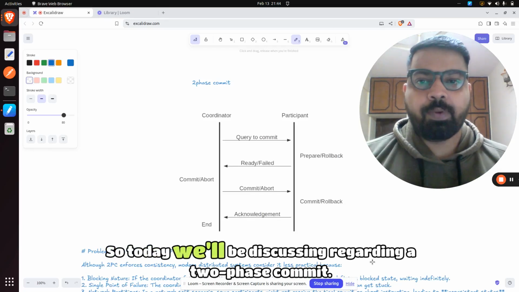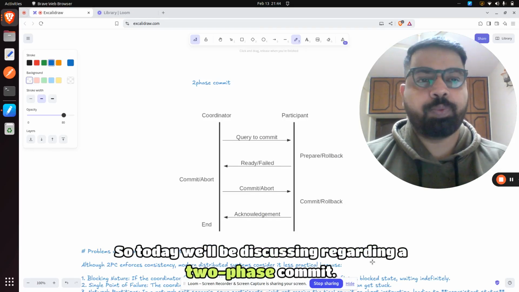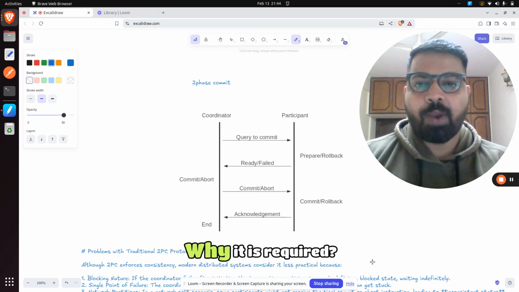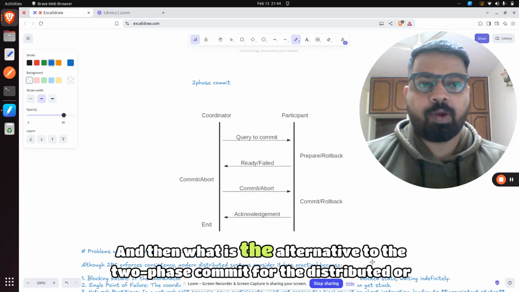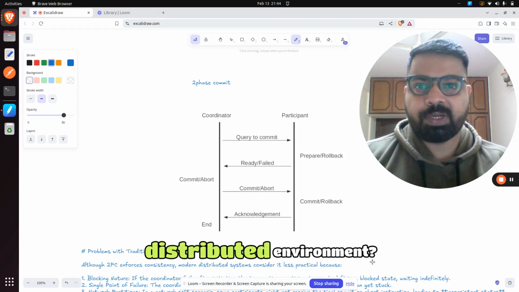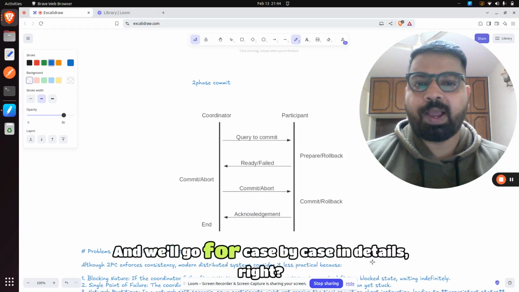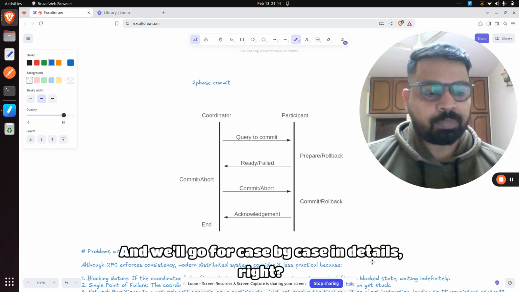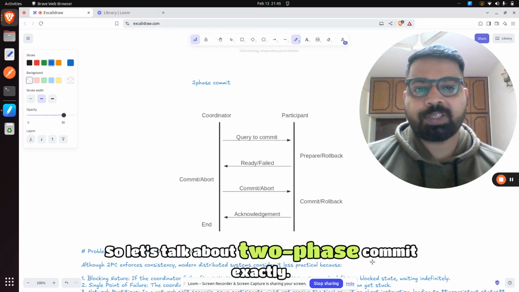So today we'll be discussing two-phase commit. What is the advantage and what is the disadvantage of it? Why is it required, and what is the alternative to two-phase commit for a distributed transaction or distributed environment? We'll go case by case in detail, right? So let's talk about two-phase commit exactly.